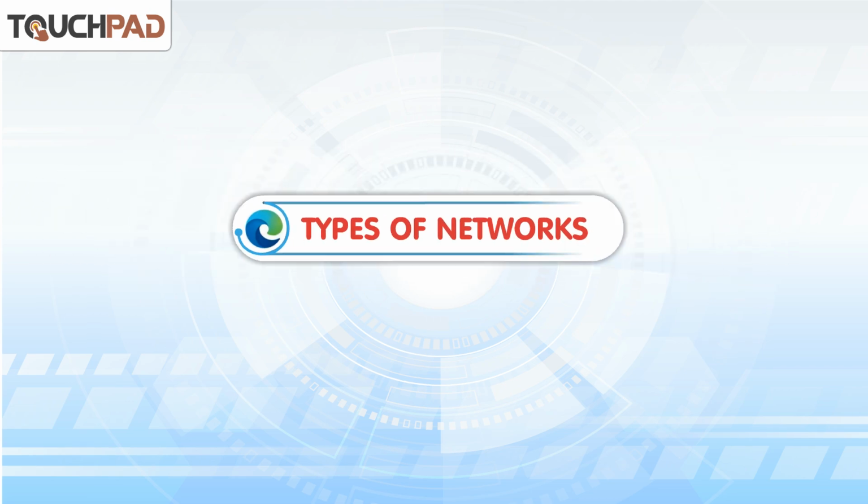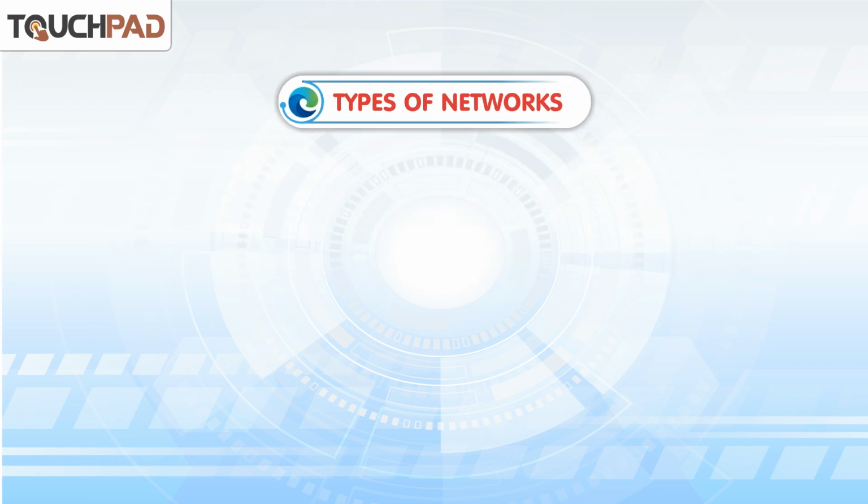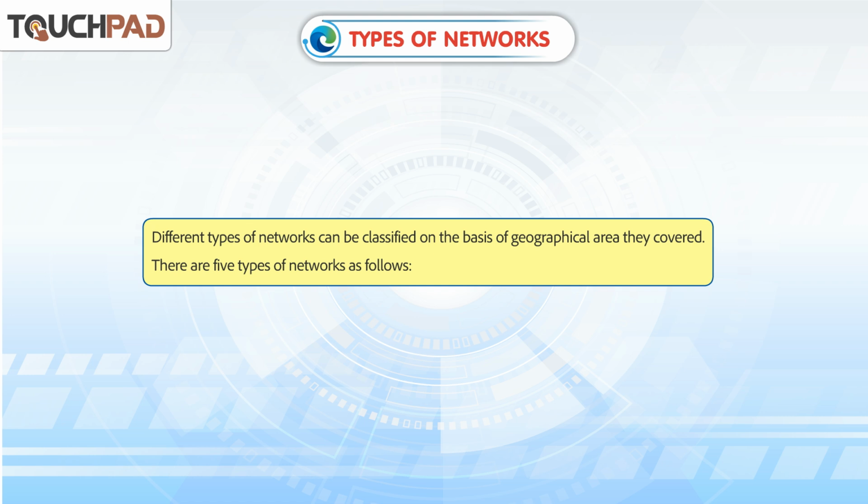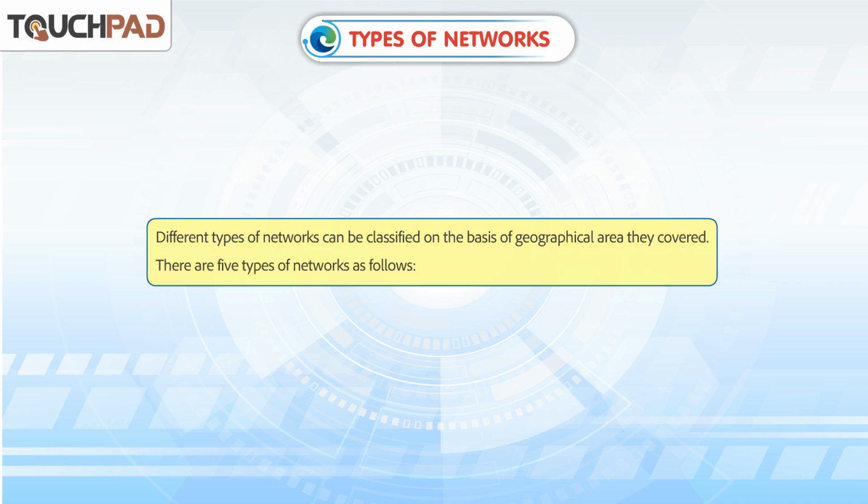Types of networks. Different types of networks can be classified on the basis of geographical area they covered. There are 5 types of networks as follows.